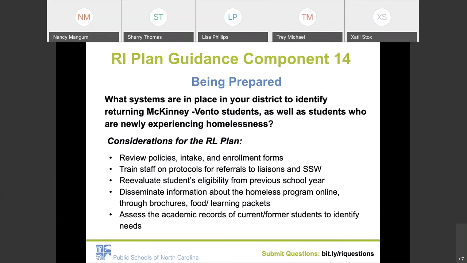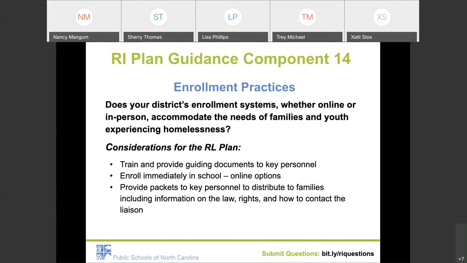The next slide is on enrollment practices and whether your system, online or in person, is in place to accommodate the needs of families and youth experiencing homelessness. Considerations for your plan should be that they ensure your students experiencing homelessness are enrolled immediately, and that your staff, particularly your registrars and enrollment personnel, understand what the requirements of the law are and are enrolling students. Additionally, ensuring online enrollment systems are accessible and understandable to parents and youth experiencing homelessness is going to be critical, particularly if you have a blended online or return-to-school practice.